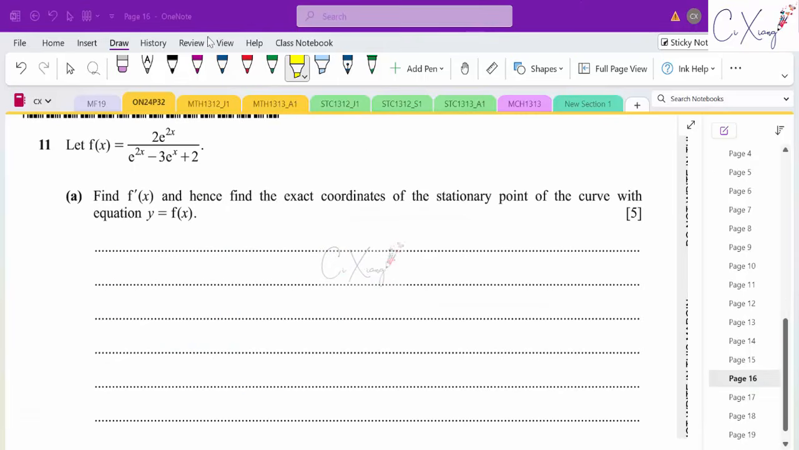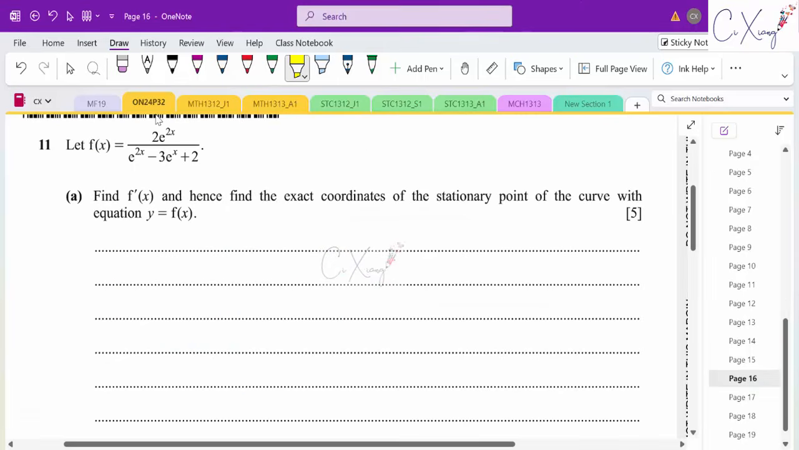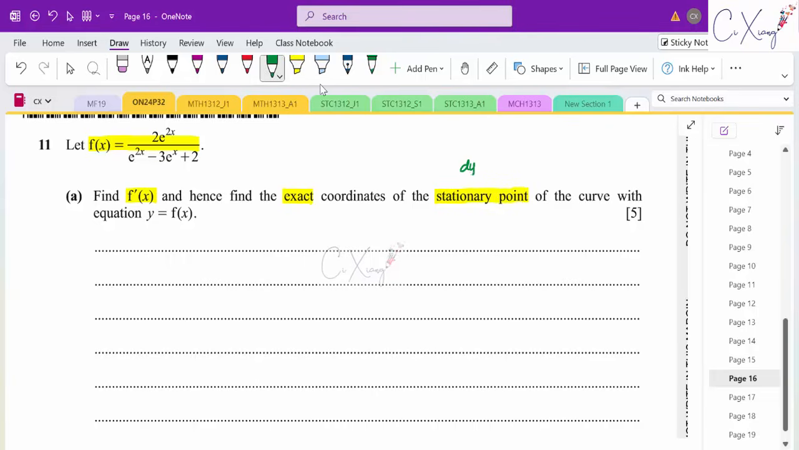Alright, so this is the last question for this paper, question number 11. We are given a rational function, and they want us to find f prime x and also find the exact coordinates, highlight the keyword exact, of the stationary point of the curve with equation y. Stationary point means that basically you have to apply dy dx equal to 0, or f prime x equal to 0.